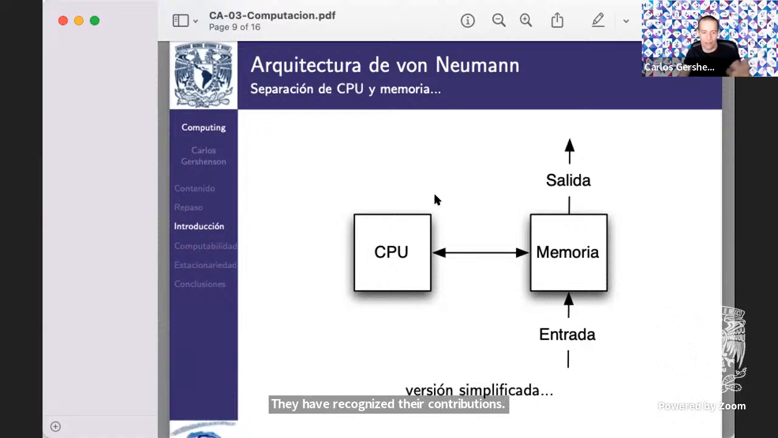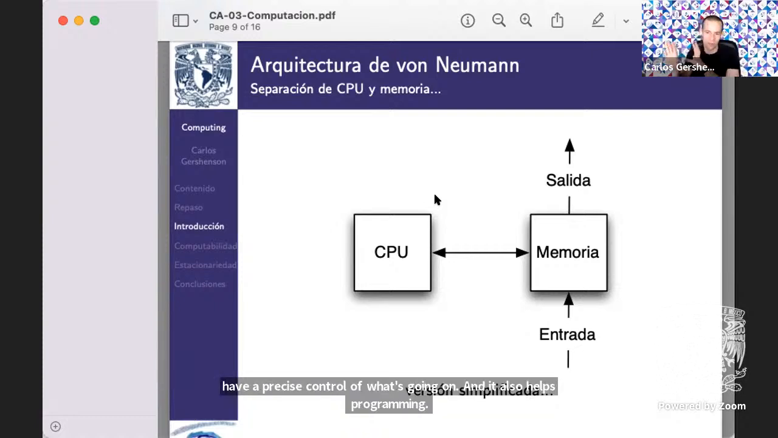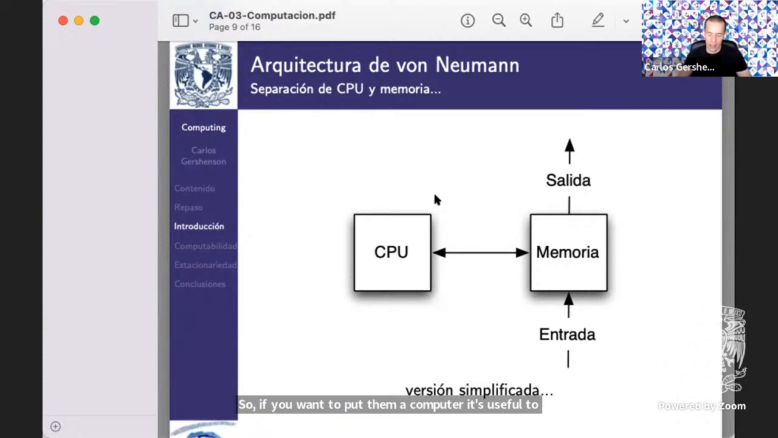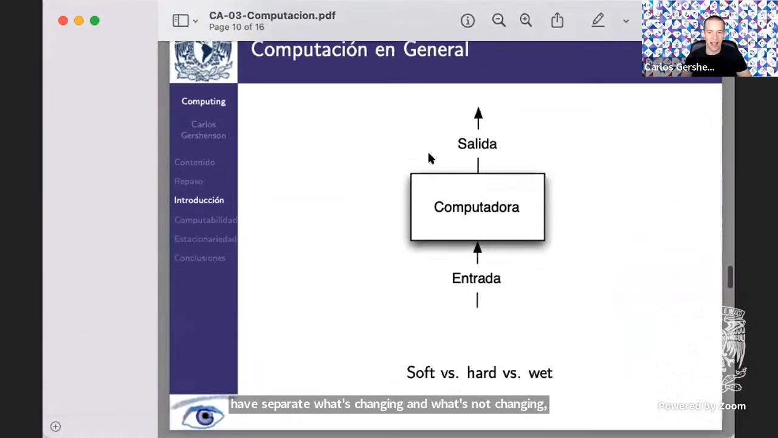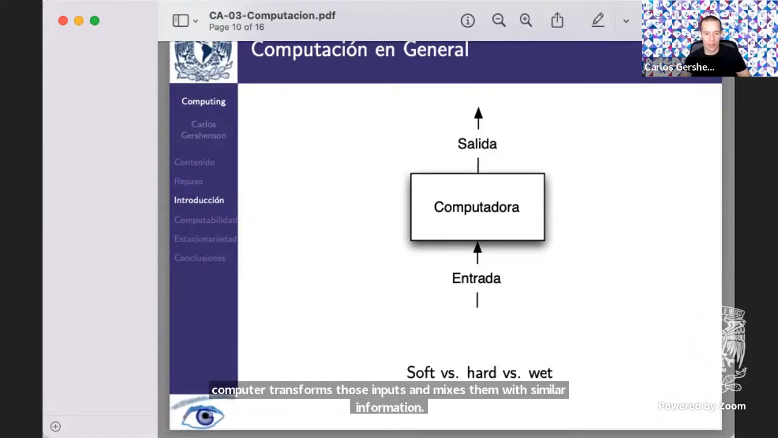So basically you have inputs and outputs, and then the memory communicates with the central processing unit. And of course, this is a very simplified version, but the main idea is that you have a separation between where you store information and where you transform information. And this has many advantages because you can have precise control of what's going on, and it also helps programming. If you want to program a computer, it's useful to separate what's changing and what's not changing. However, a more general architecture of computing is simply that you have inputs and outputs, and then the computer transforms those inputs and mixes them with some other information. And then it gives outputs.